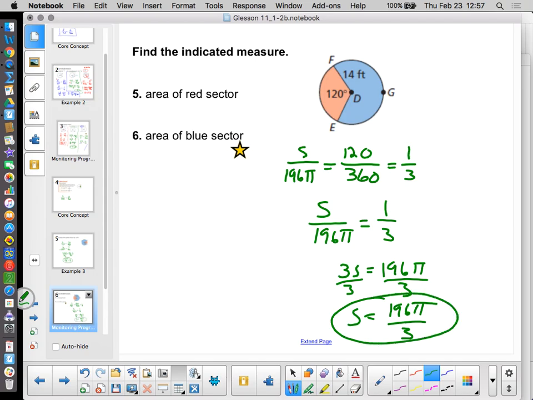Now you get to try it for the area of the blue sector. The question you have to ask yourself is, what's the measure of that central angle? And we'll go ahead and leave it in terms of pi.